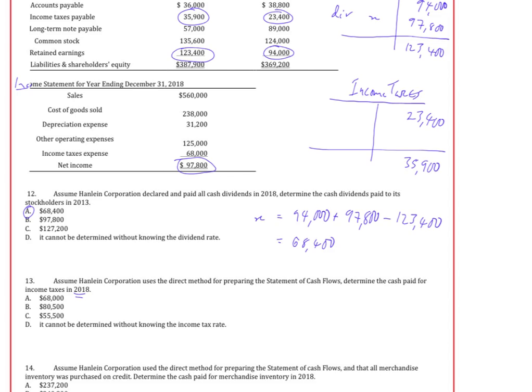35,900. We've got the income taxes expense was 68,000, so that would be a debit to the income statement and a credit to income taxes payable, and so the cash paid for income taxes, Y, so it would be a debit to income taxes payable and a credit to cash, then Y, we can see is equal to 23,400 plus 68,000 less 35,900, and if you do all that, it comes to 55,500. So the answer is C.